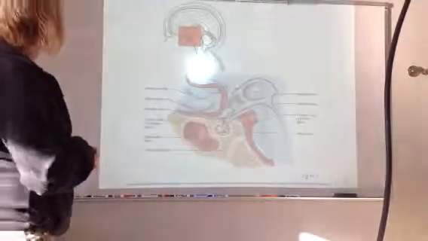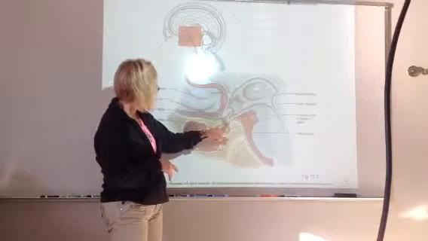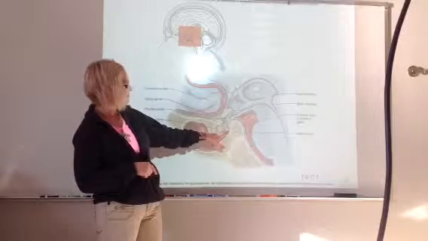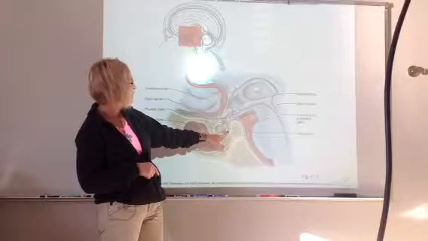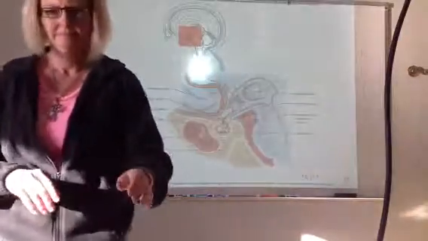And there's just a picture of it. So here is that stalk I was talking about. Anterior is going to be towards the front. Posterior is towards the back. It's even smaller. And then your hypothalamus sits above it.